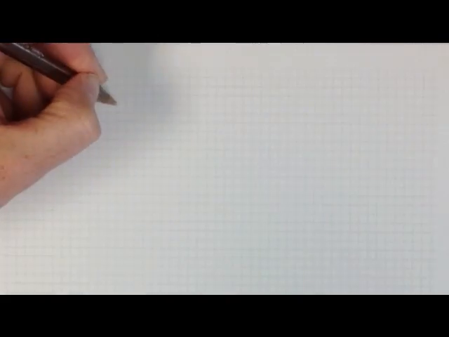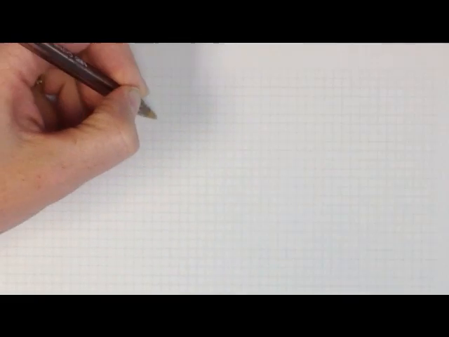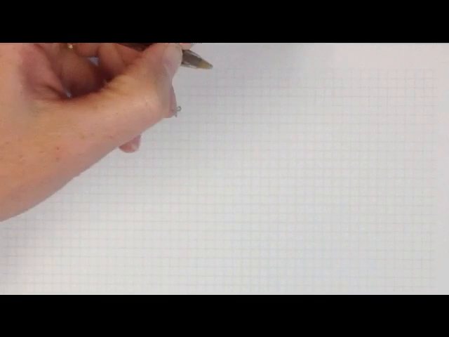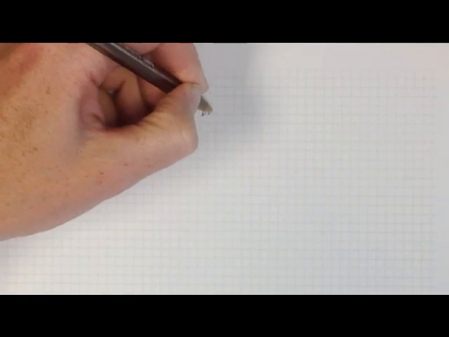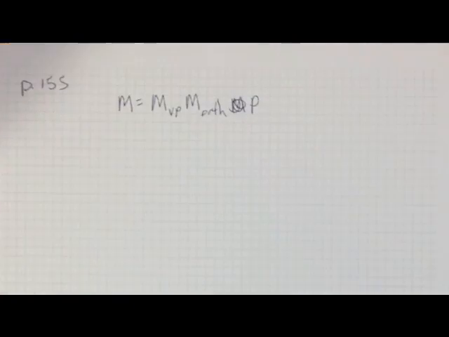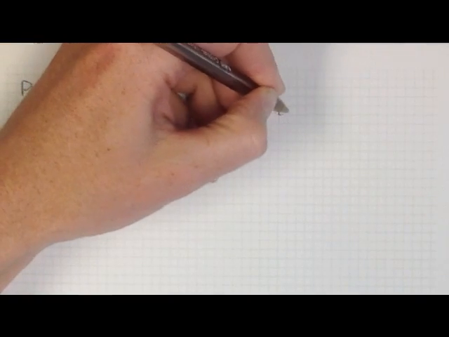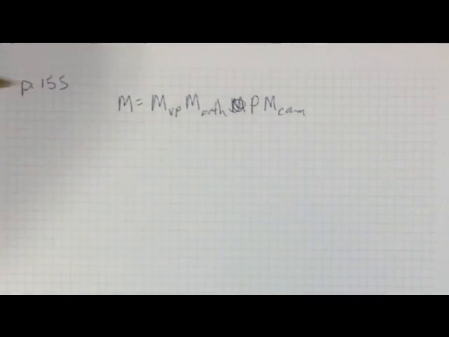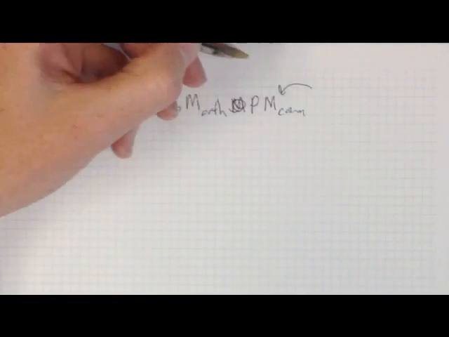And on page 155, you'll see a set of matrices for perspective viewing that looks like this. The big matrix M is equal to M_vp, which does the viewport transformation, times another matrix M_orth, which does the orthographic view projection, times another matrix P, which does the perspective transformation, times another matrix M_cam, which does the camera transformation. So this matrix takes us into camera space.